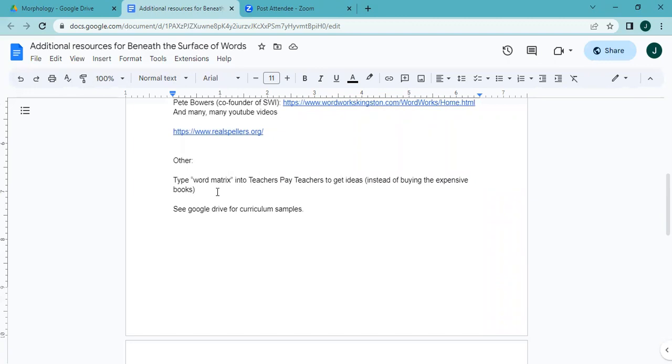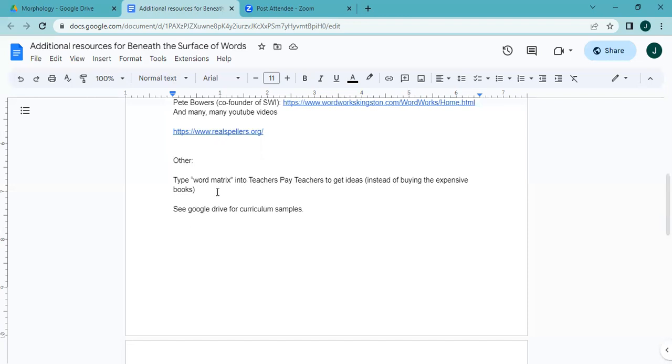I typed in word matrix or word matrices or something, and some stuff came up, and I looked at it, and some of it, like where they had the base, there was more than a base in there. So not all of it is super accurate. However, if you're looking into these expensive morphology books, which I'll show you in just a moment, I just think you might be better off just looking at some stuff off of Teachers Pay Teachers, just look at the previews and then get some ideas.